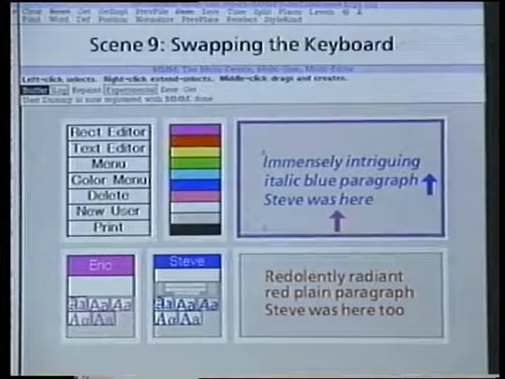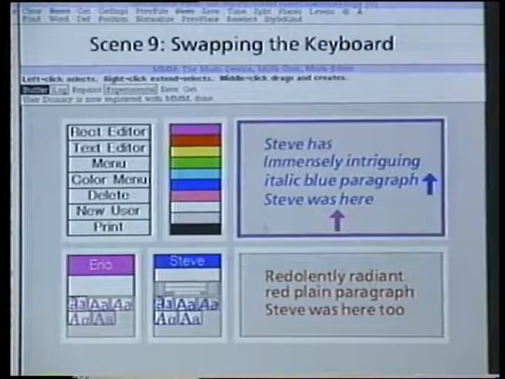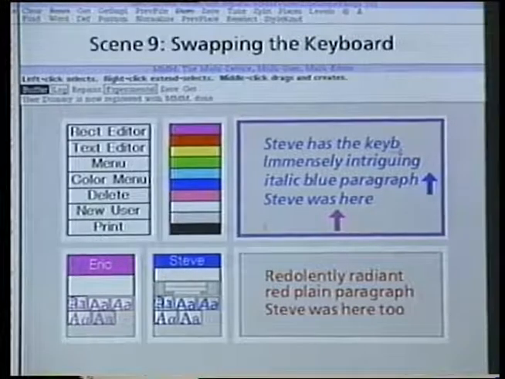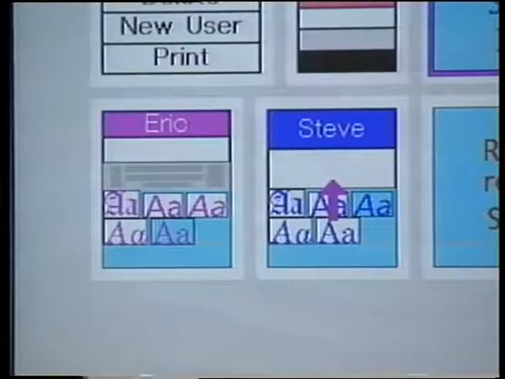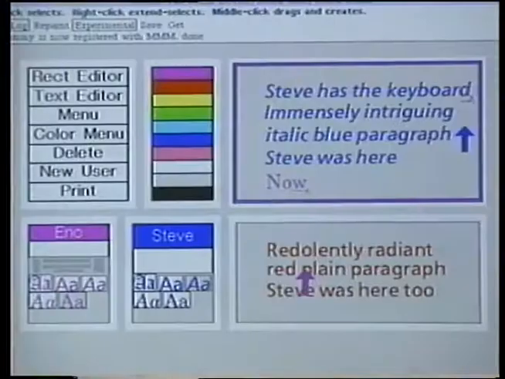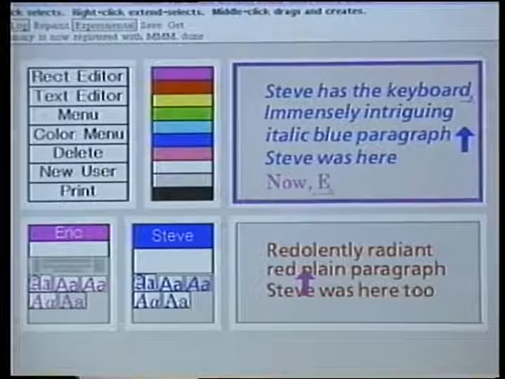Our workstation has only one keyboard, so only one user can type at a time. Steve's home area displays a highlighted iconic representation of the keyboard. Eric can take control of the keyboard by clicking on this icon. The highlighted icon is then transferred to Eric's home area, and Eric can now type.